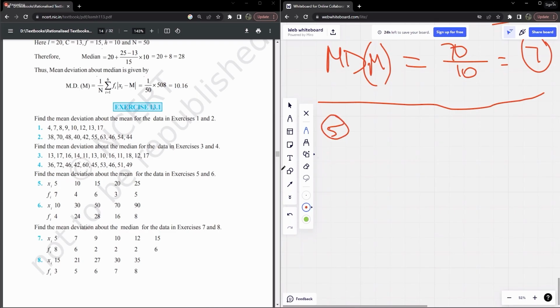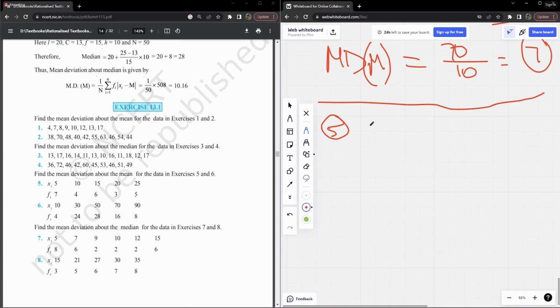Question number 5. Now, instead of ungrouped data, you're dealing with grouped data. Right. And since NCERT people are really kind, they've given us the xi's and the fi's so that our work is really simple. We don't really need to deal with classes to find out xi's of those classes and then fi's, and just basically proceed.